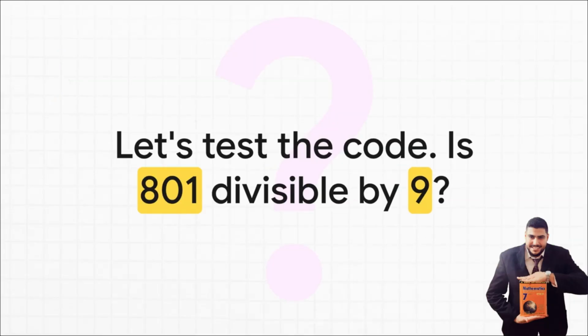Okay, let's put this code to the test, shall we? How about the number 801? Is it divisible by 9? Well, the rule for 9 is just like the one for 3. We just add up the digits. So 8 plus 0 plus 1, that's 9. And is 9 divisible by 9? Of course it is. So yes, 801 is definitely divisible by 9.